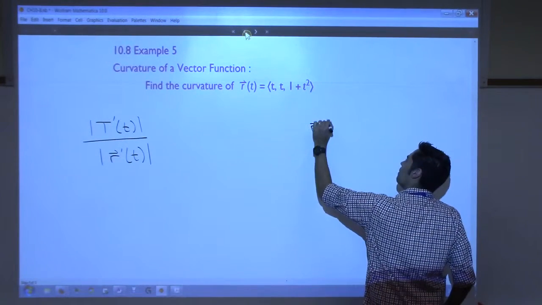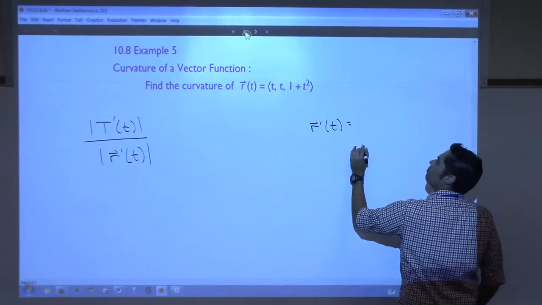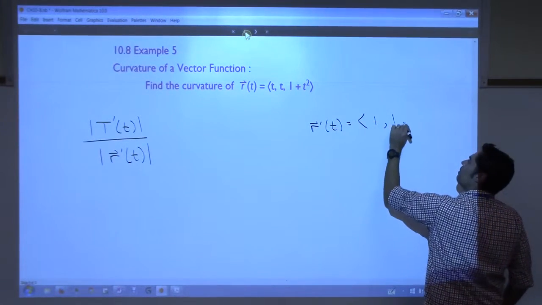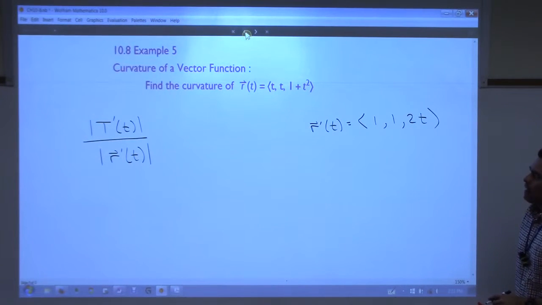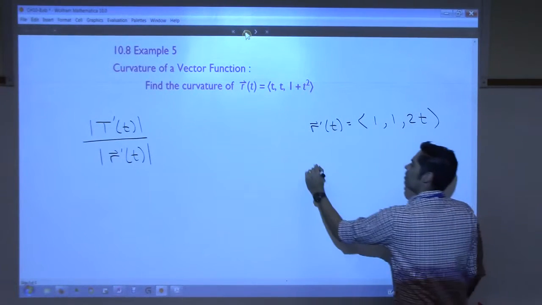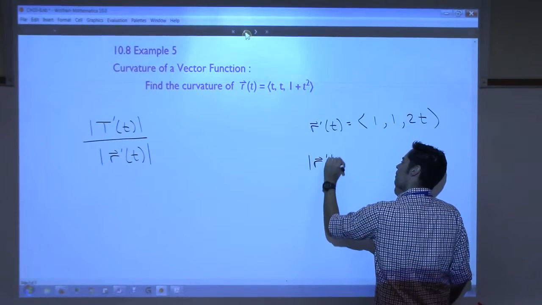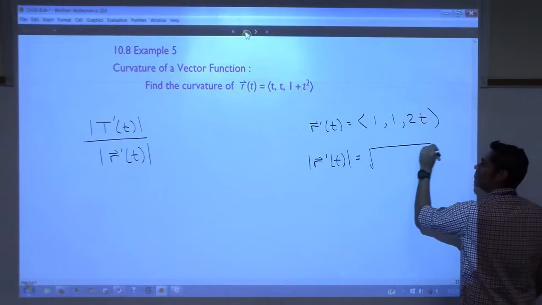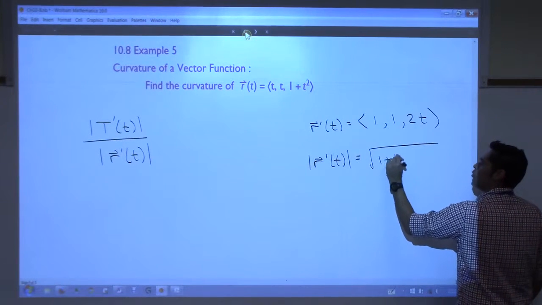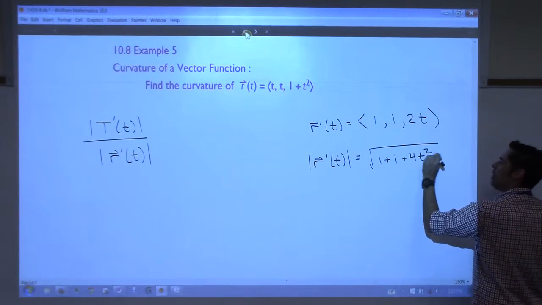What's the derivative here? Ooh, nice. 1, 1, 2t. I need the magnitude of this. What's the magnitude of this? Square root of 1 plus 1 plus 4t squared.